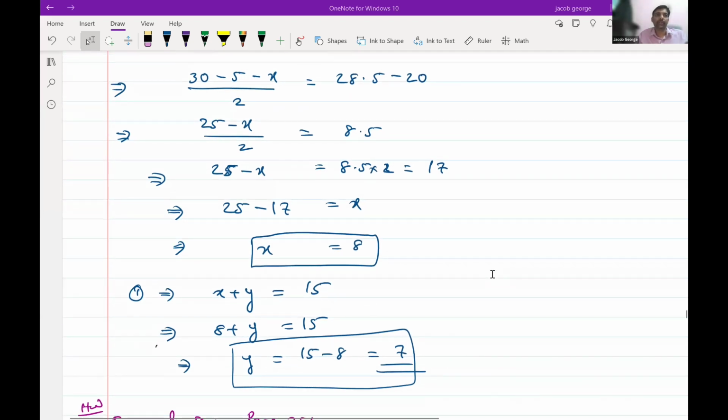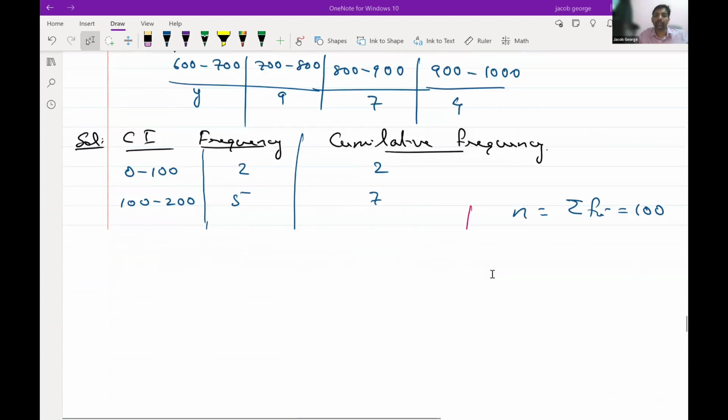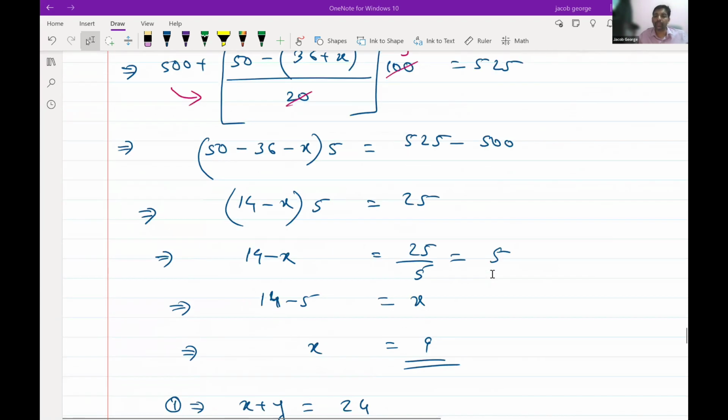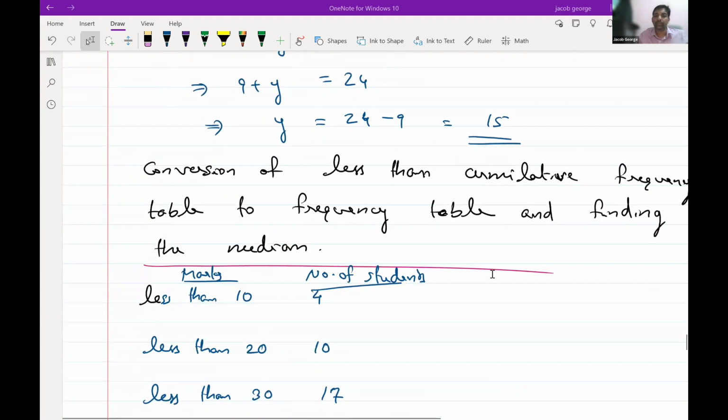As I told you, the relationship between mean, median, and mode: 3 median is equal to mode plus 2 mean. If there is a 5-marker question, find mean, median, and mode in a single question, you will find any two and apply this relation, and you can find out the other measure of central tendency. Now, if a less than cumulative frequency table is given, conversion.